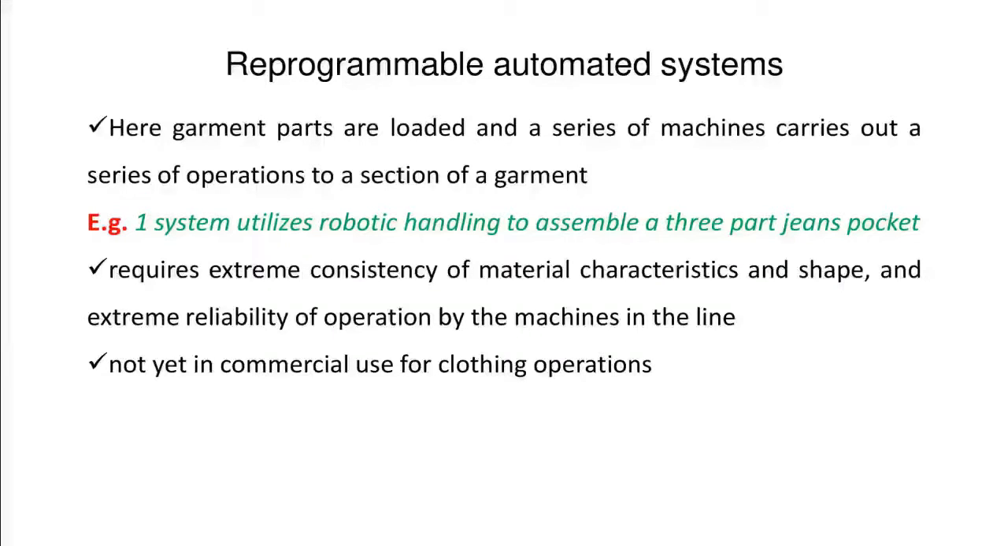So you put the back of the jeans and then you put the pocket on that, on a clamp, and the device takes it and attaches the pocket from the 3 sides and then releases it. That video is also provided today. And it requires extreme consistency of material characteristics and shape, and extreme reliability of operations by the machines in the line, and is not yet in commercial use for clothing operations.